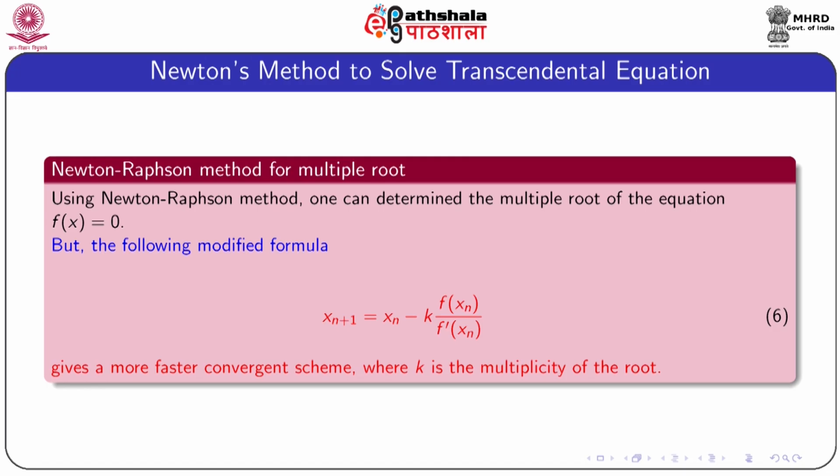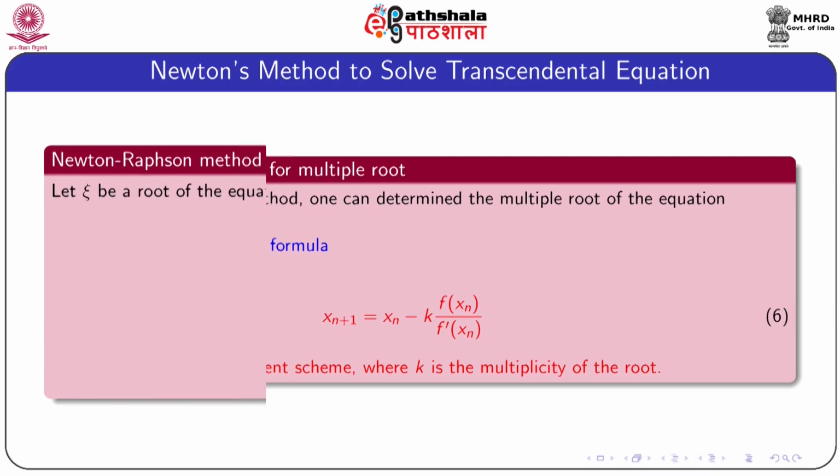The standard Newton-Raphson method may be used to find all the multiple roots of an equation, but the following modified formula, that means x(n+1) equal to xn minus k into f(xn) divided by the derivative of f at xn, where k is the multiplicity of the root. This iteration scheme converges faster than the Newton-Raphson iteration scheme. Note that in the second term the constant k is multiplied by the expression f(xn) by f'(xn). So, this is the modification of the standard Newton-Raphson method.